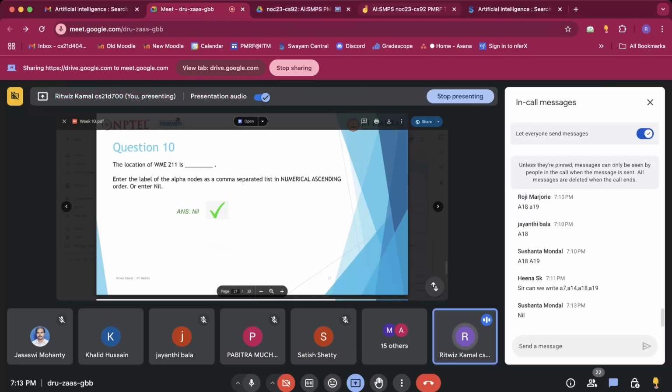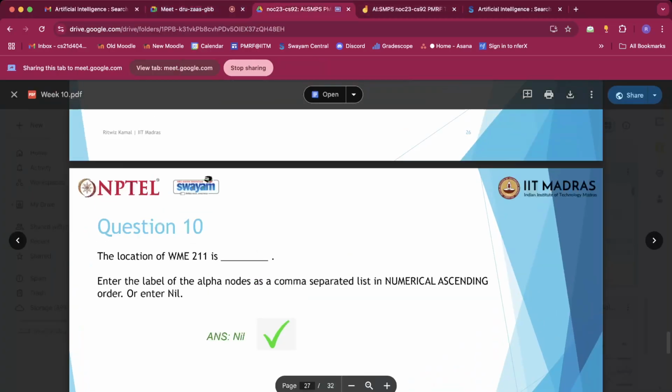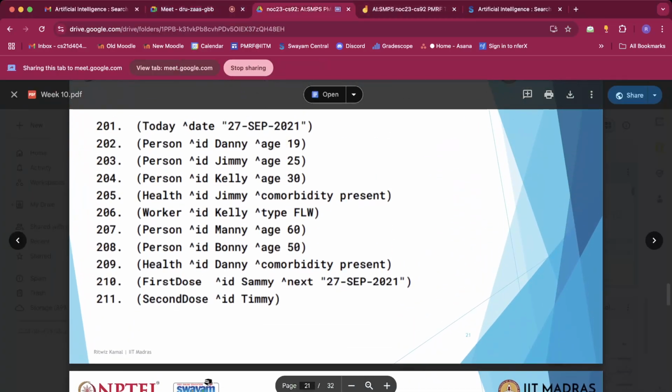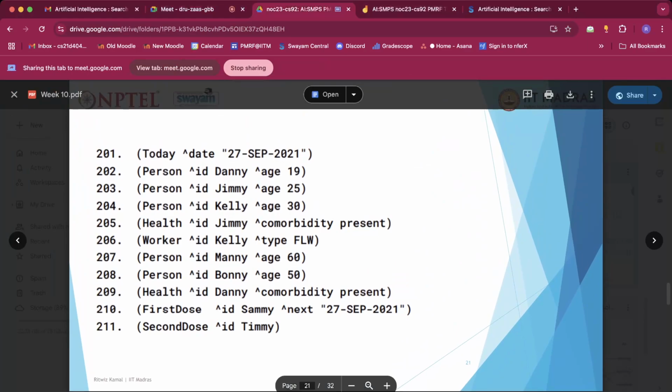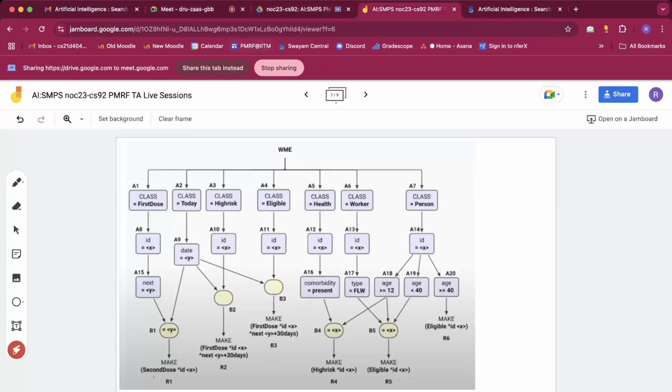Sure. So here we were asked the location of the working memory element 211. What was 211? It was second dose, ID Timmy. Now let's see whether there is any alpha node in which such information is contained. This contains next date of y. This contains attribute next that has value y. This contains date value y. This contains id x. This contains id x. This contains comorbidity present, type first line warrior, age 12. That's right.